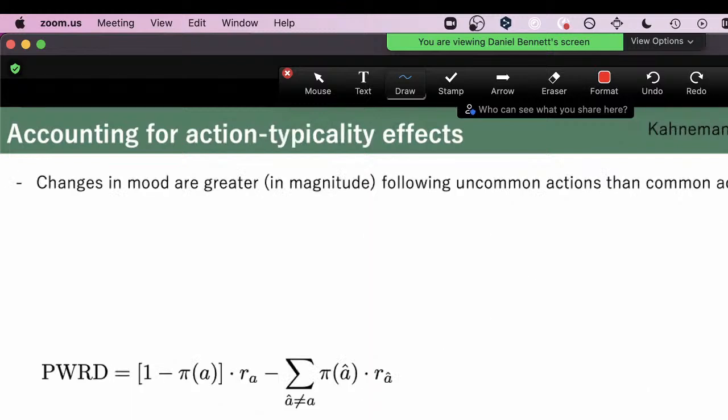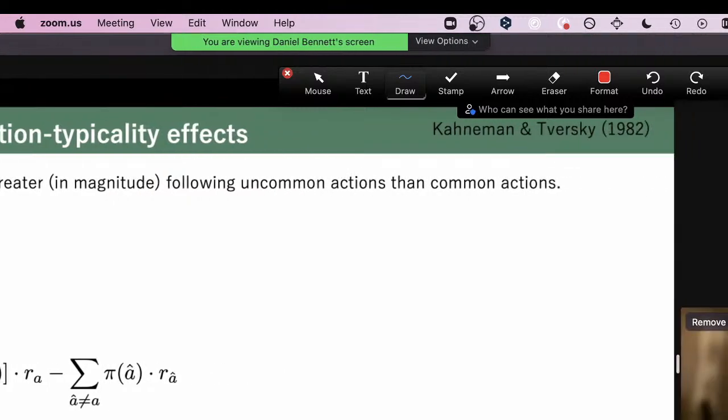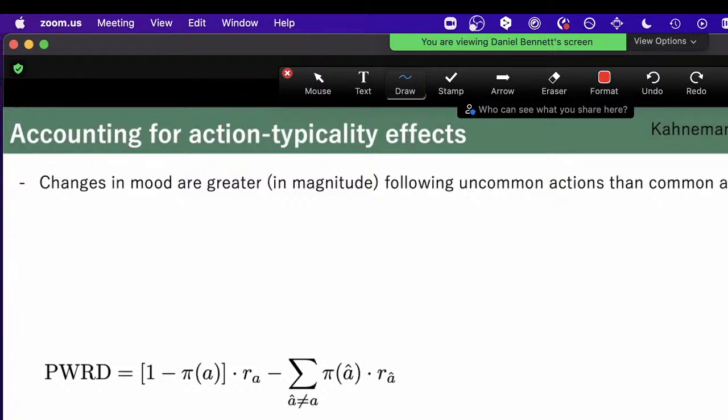So the third thing was this action typicality effect, which is, I mentioned the example of getting into a car crash while driving on the freeway versus driving on the infield parade. Another way of saying this is that changes in mood are greater in magnitude following uncommon actions than following common actions. When I say greater in magnitude, they're not all better or all worse. The good is more good, the bad is more bad, following uncommon actions.